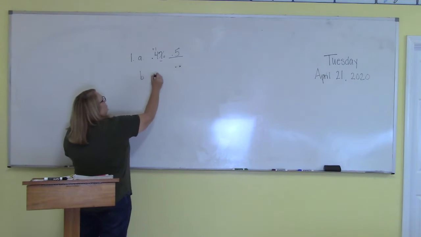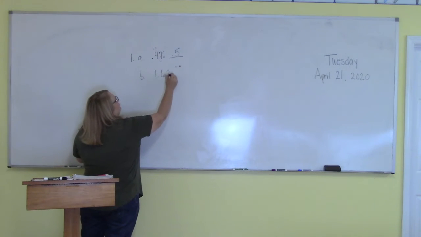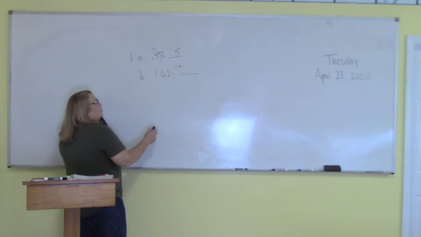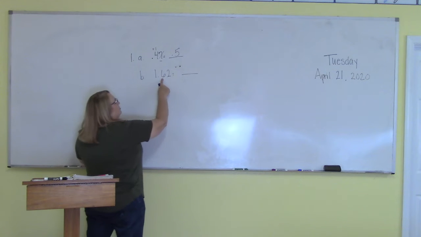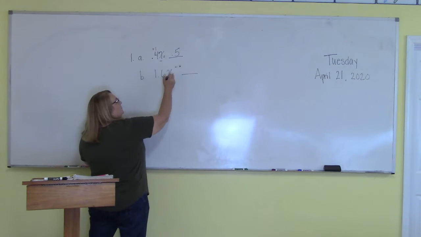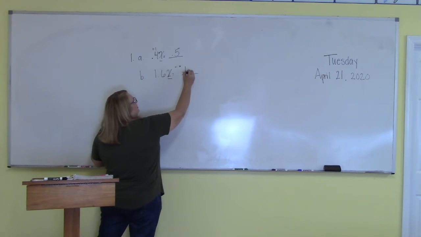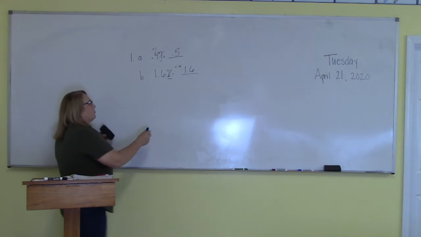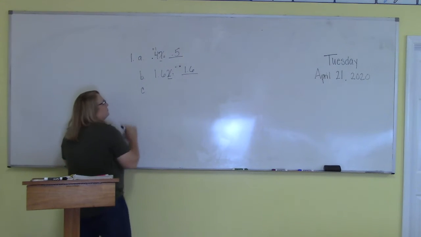Let's look at B. 1.62 or 1 62/100. We're rounding to the nearest tenth. Look at the last digit. It's less than 5, so we're just going to cross it out. And our answer is 1 6/10 because we're rounding to the nearest tenth.